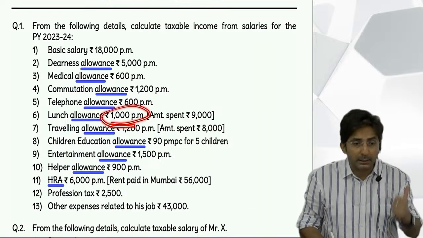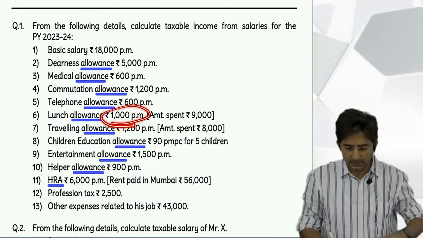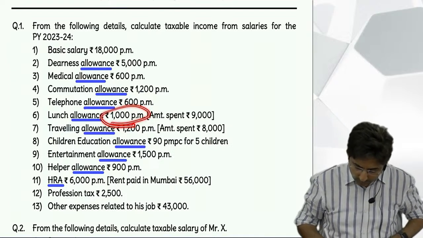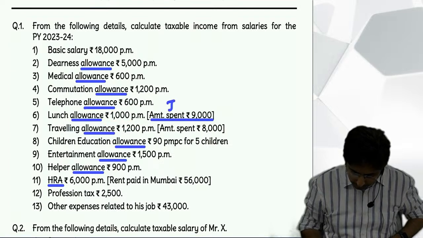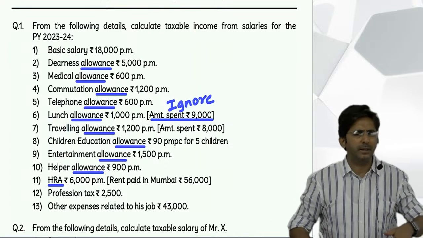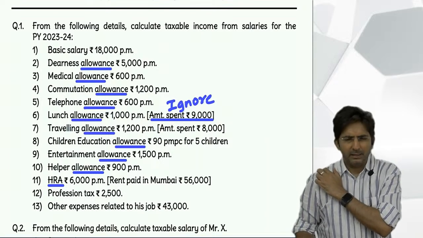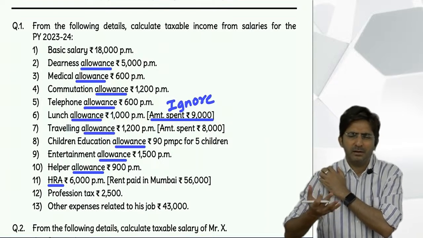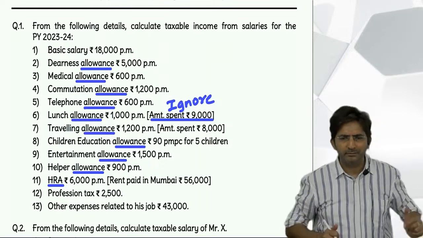So take the full 1000 per month in the outer column, into 12. You can write here that you have ignored this. You can write a note for this amount spent, not so necessary here. Still, whenever you feel a doubtful situation in the exam, you write a note. Writing is better than not writing.